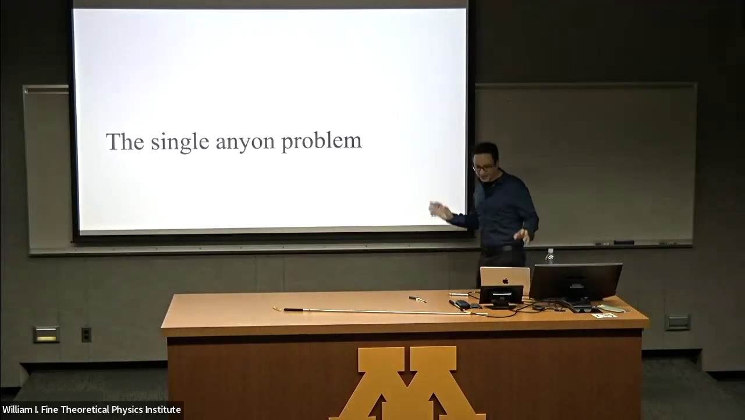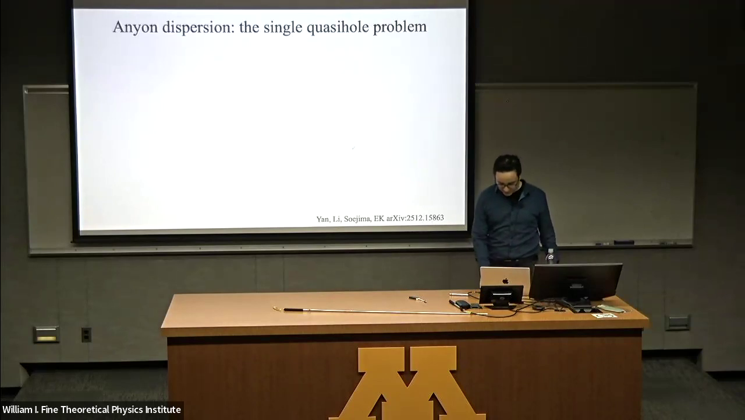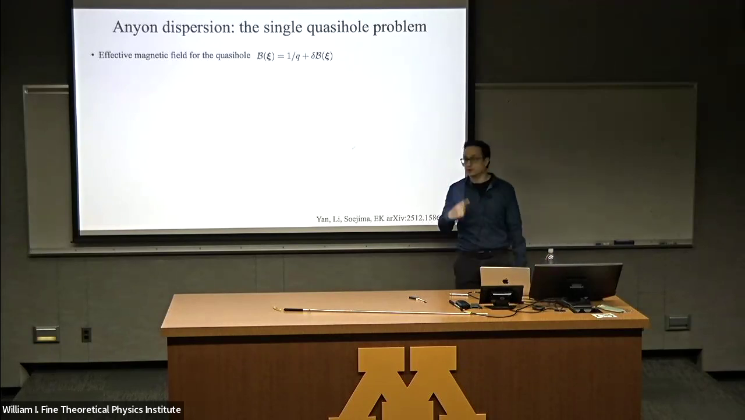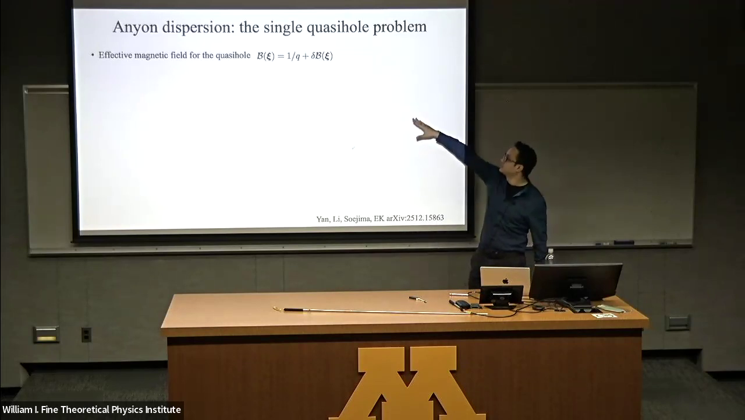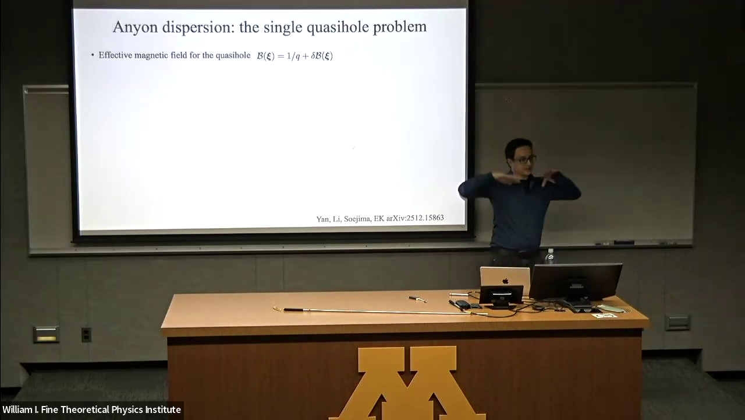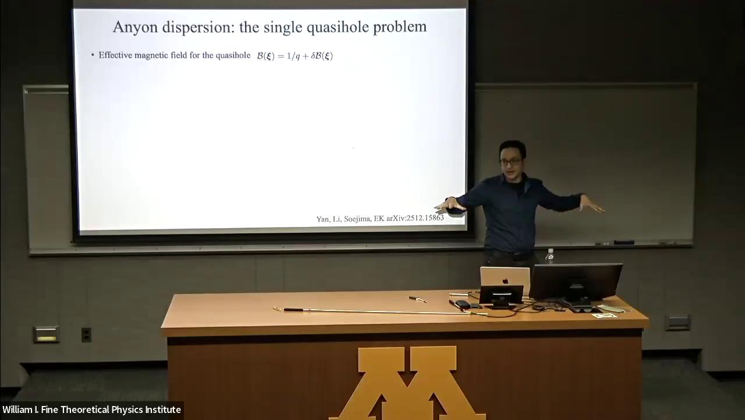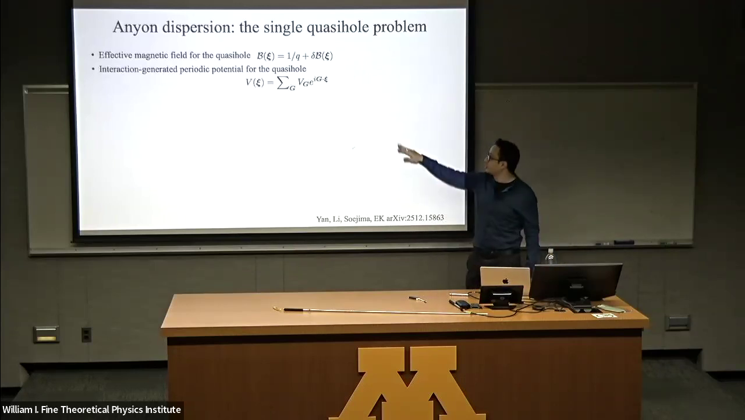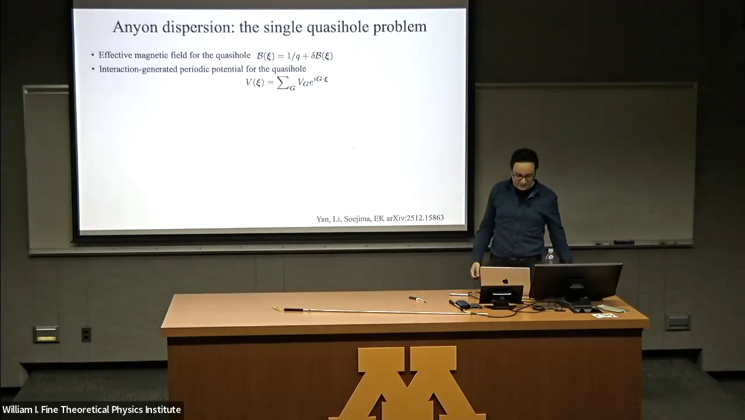So let me start with the single anyon problem. Within this formalism things simplify, because the magnetic field felt by the quasi-hole is just for one quasi-hole. Part of it is a background, and part of it is just some periodic modulation. Then from projecting the interaction onto a band that breaks magnetic translation symmetry, I will generate a periodic potential for the quasi-hole. And then I just want to construct a dispersion out of these two.